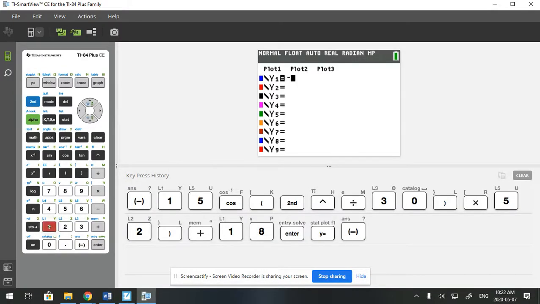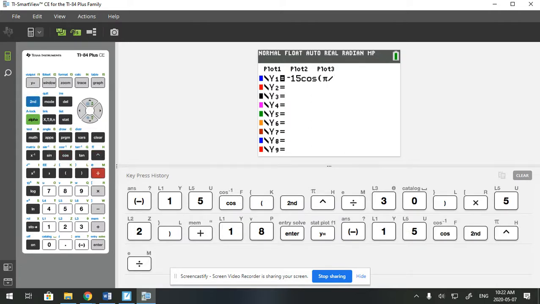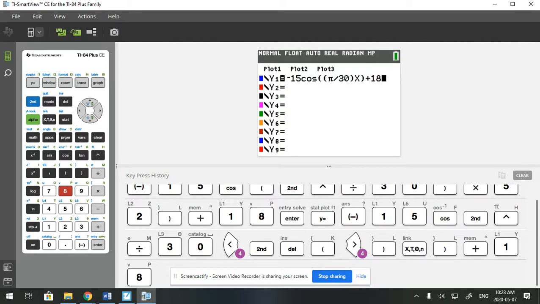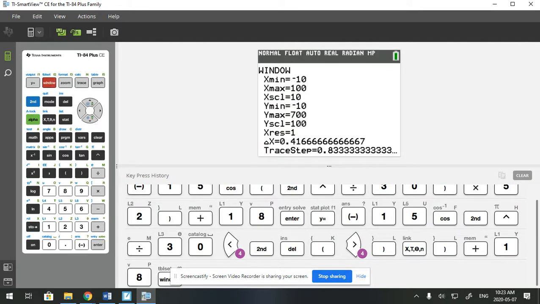So we have negative 15 cos pi over 30. I'm going to put an extra bracket in there just in case. Times x plus 18. I'm going to change my window before I do anything. I can see my x values, or my t values, go up to 60. I'll go up to 90 though, so that's fine. And my y goes all the way up to 33. So let's make this 50 instead.